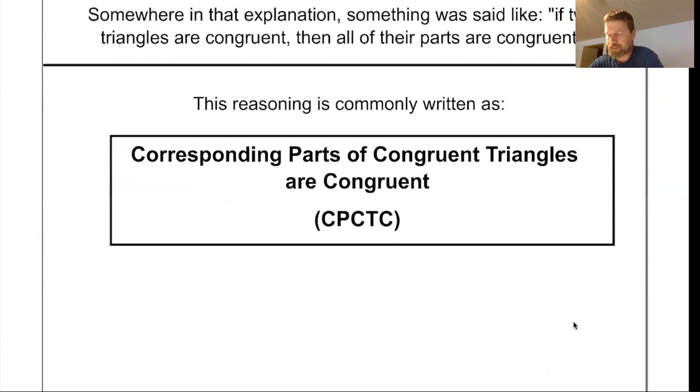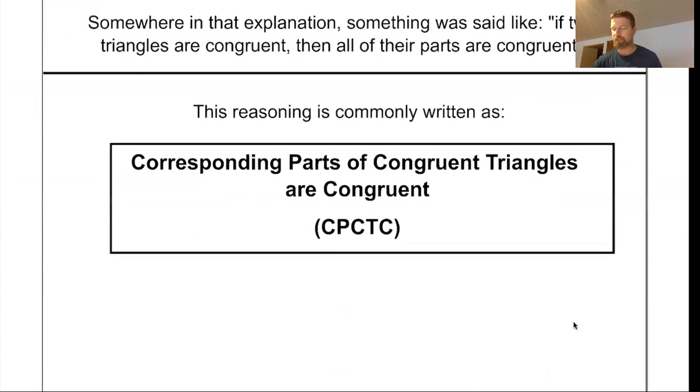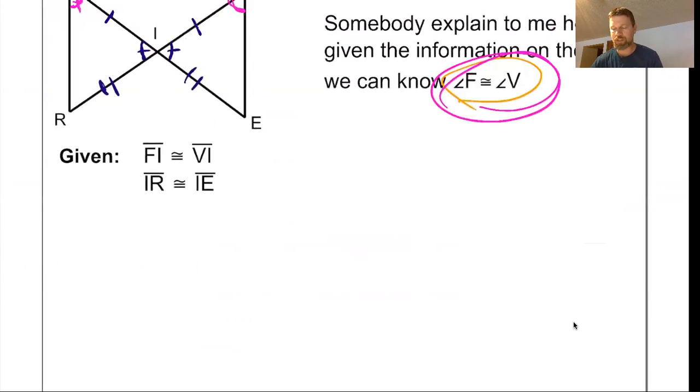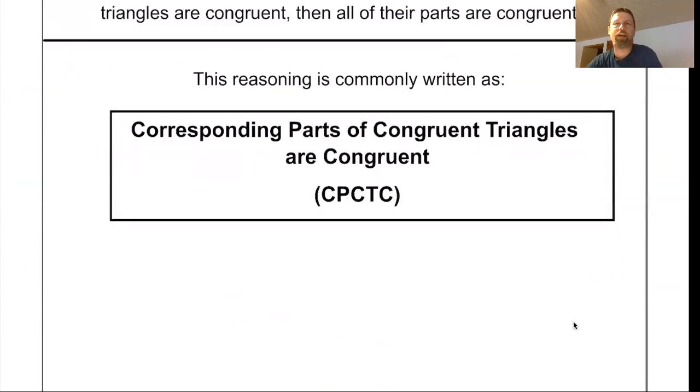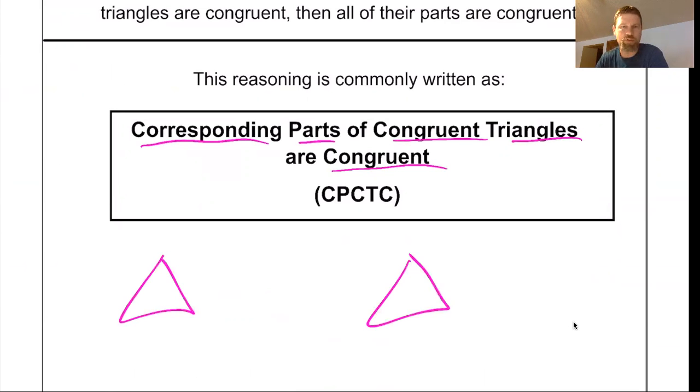Before we do it, there is a shortcut. In that last explanation, we said that since we know the triangles are congruent, that must mean their angles are congruent, because all the parts of congruent triangles are congruent. That's commonly written as a shortcut called CPCTC. It stands for corresponding parts of congruent triangles are congruent. In other words, if I know those two triangles are congruent, you know all their parts are congruent.